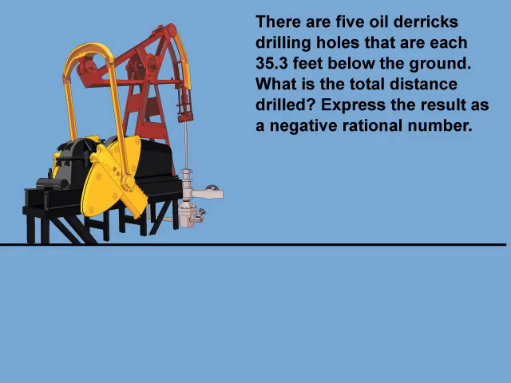There are 5 oil derricks drilling holes that are each 35.3 feet below the ground. What is the total distance drilled? Express the result as a negative rational number. Each hole drilled can be modeled by the rational number negative 35.3. 5 such holes can be modeled by this addition statement.